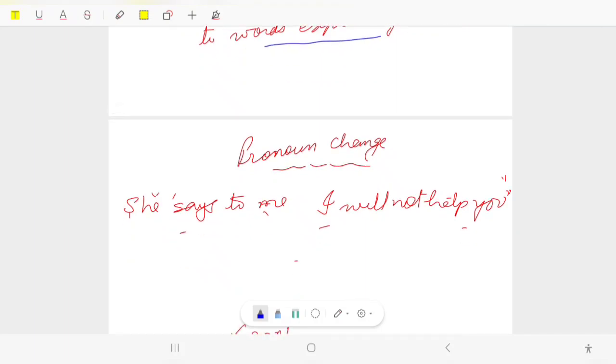Have a look at this example. She says to me, "I will not help you." Now, if I put inverted commas at both places, this sentence clearly has two parts, one which is outside the inverted commas and the other which is inside. The part outside is called RV and the part inside the inverted commas is called RS. Whatever changes we make while changing from direct to indirect, we make in this part.